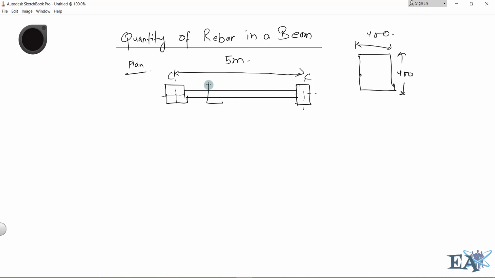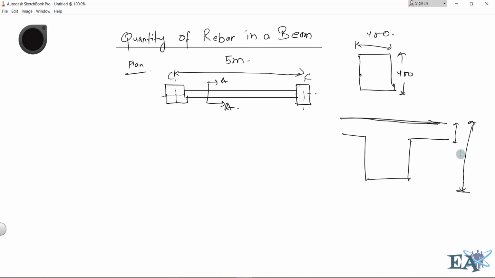If I draw this section of the beam, section AA, what I will see is a beam. This is the slab, this is the thickness of the slab, and this is the thickness of the beam. The thickness of the beam is always including the thickness of the slab. Let us take this as 400, and this width of the beam as 230 mm. So the depth of the beam is 400 mm and the width of the beam is 230 mm.